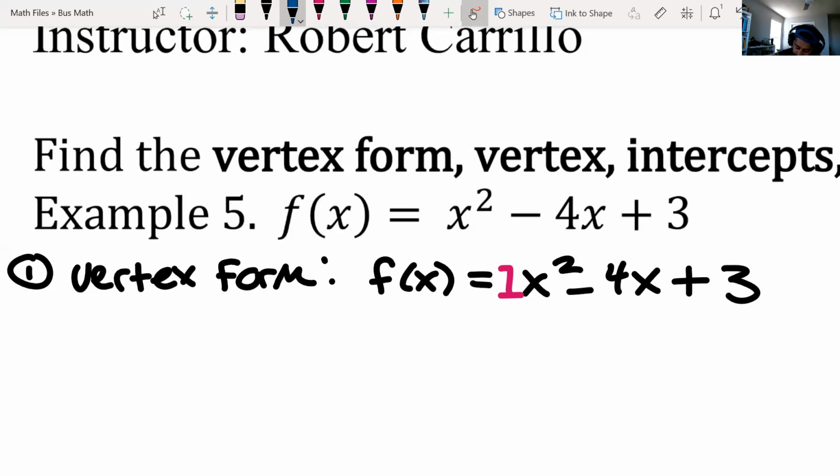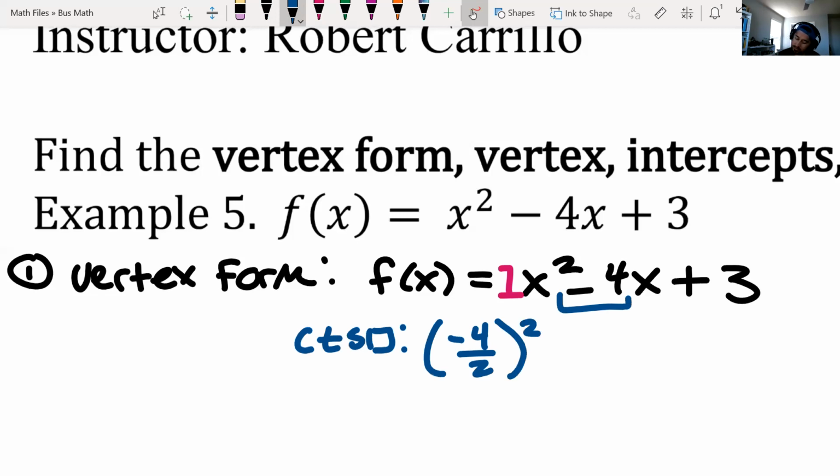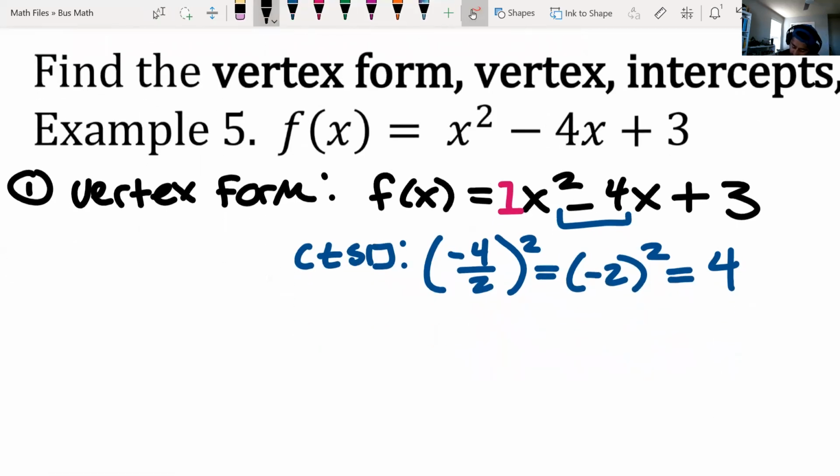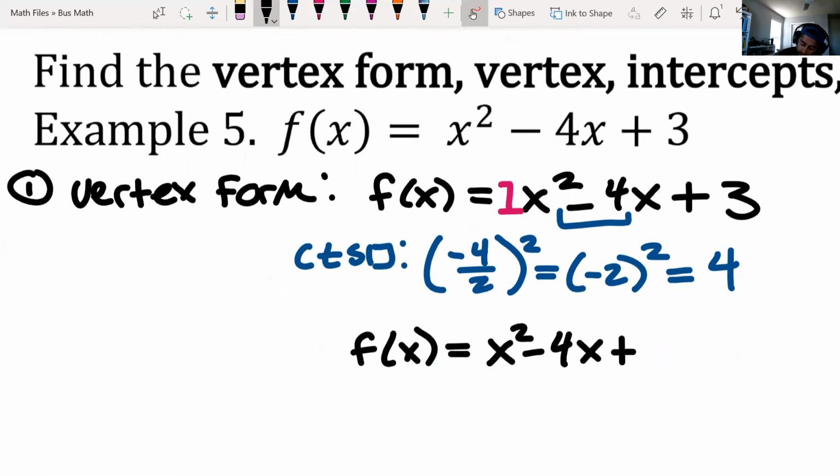So we're going to say CTS, and we're going to take half of the middle term's coefficient, negative 4 over 2. We're going to square it. We're going to get negative 2 squared, which is going to give me 4. Okay. And then we add and subtract it on the same line. So I'll get x squared minus 4x plus 4 minus 4 plus 3.